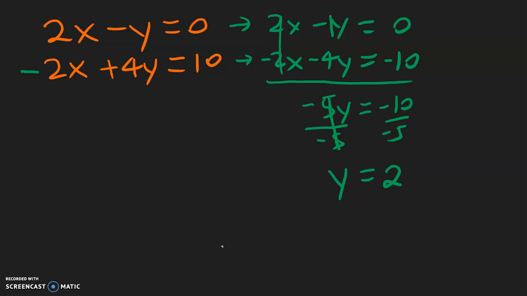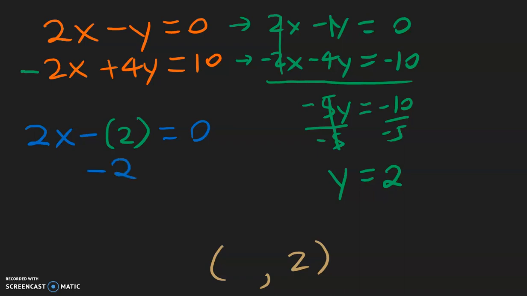So now we have the y coordinate of our answer. Let's solve to find the x coordinate. Using the first equation, I'm going to copy down 2x minus, in place of y, I'm going to put parentheses, 2, equal 0. So here we just have a negative times a 2, which is going to be a negative 2. Then copy down the 2x, copy down the equal to 0.